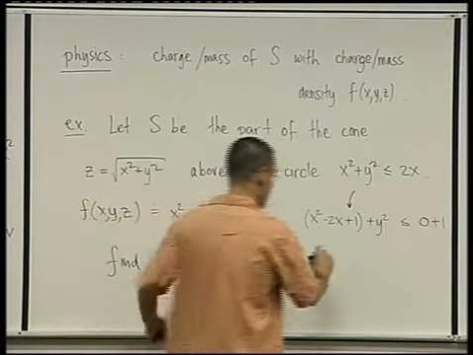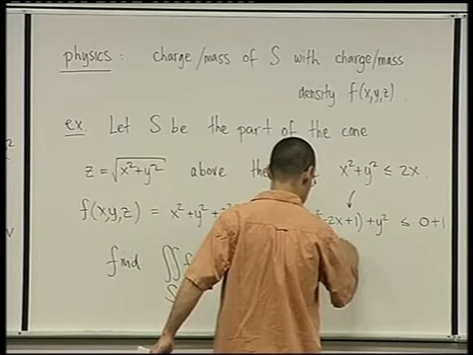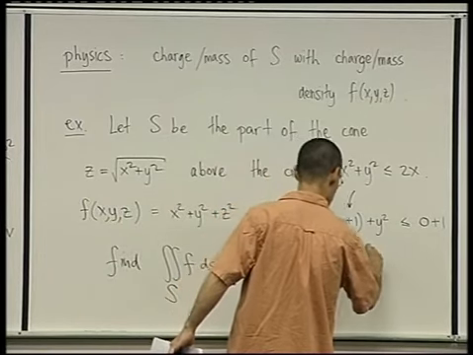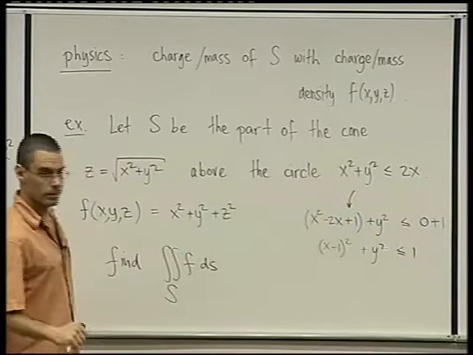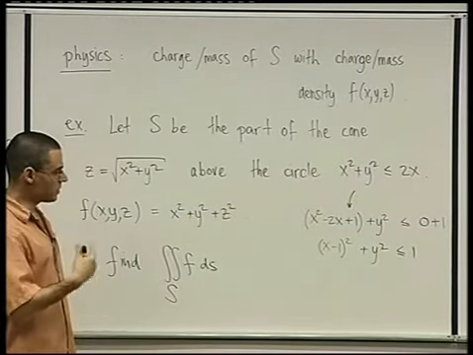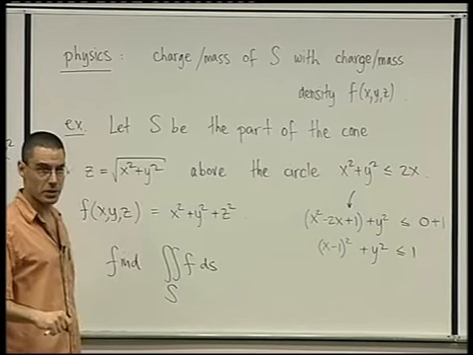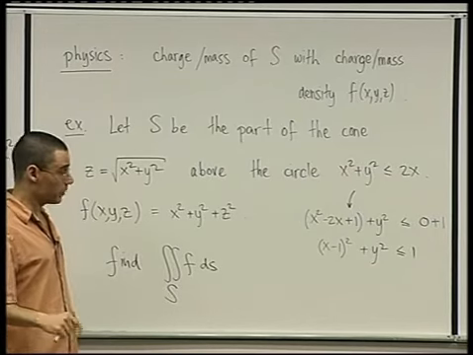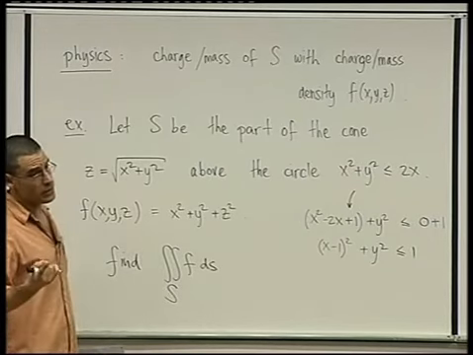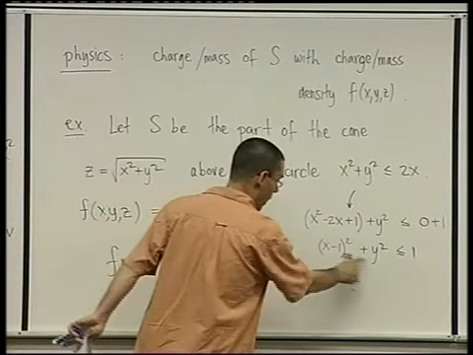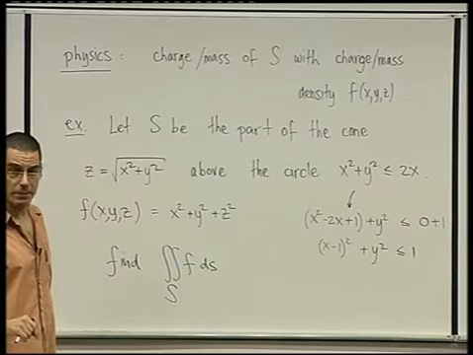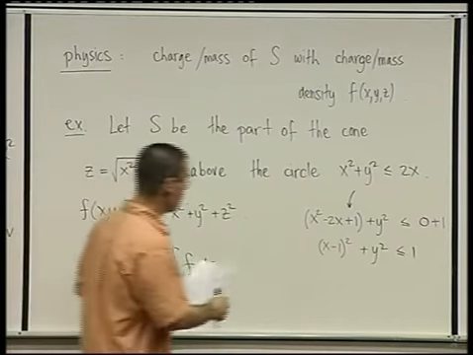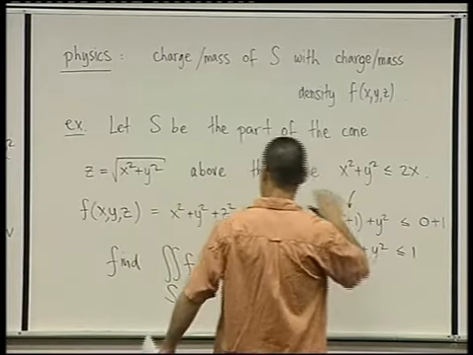So what I get is (x − 1)² + y² ≤ 1. Good? So this is a circle. Now you can see that it's really a circle, right? Of radius 1, centered not at the origin, but rather at (1, 0). Do you agree? Everybody? Okay, so let's draw S.